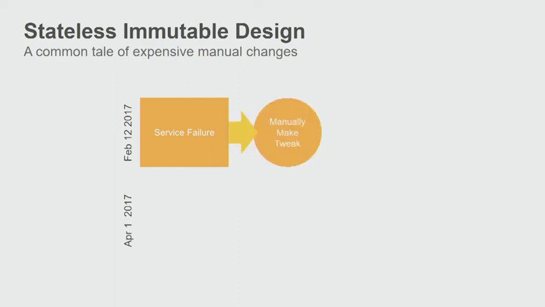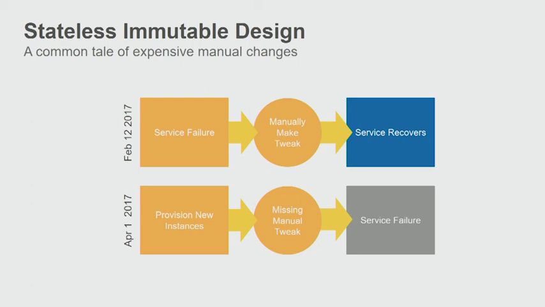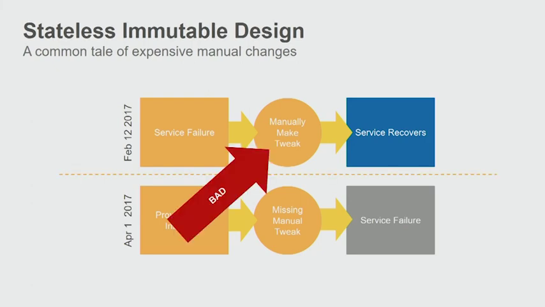So here's a common situation where you have a service failure. Someone logs into that box, they manually make a tweak, and the service recovers and everyone's psyched, right? That was in February. In April, you have 3 new developers. They provision a new instance. They're missing the manual tweaks because no one documented it. It wasn't done through infrastructure as code. The service fails. The problem here isn't the missing manual tweak. It's the fact that tweaks are made manually.